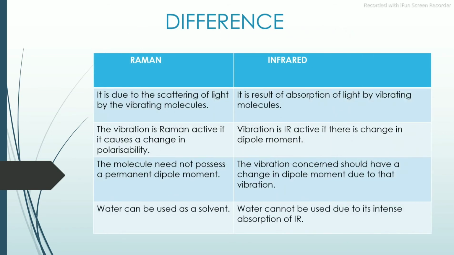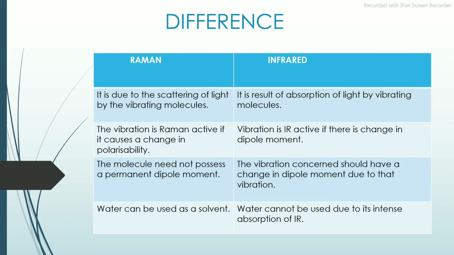Then difference between Raman and infrared. In Raman, it is due to the scattering of light by the vibrating molecules. In infrared, it is the result of absorption of light by vibrating molecules. In Raman, the vibration is Raman active if it causes a change in polarizability. In infrared, the vibration is IR active if there is a change in dipole moment. In Raman, the molecule need not possess a permanent dipole moment. In infrared, the vibration should have a change in dipole moment due to that vibration.